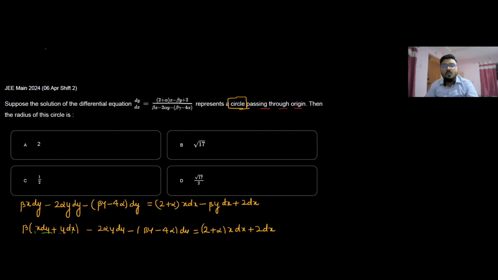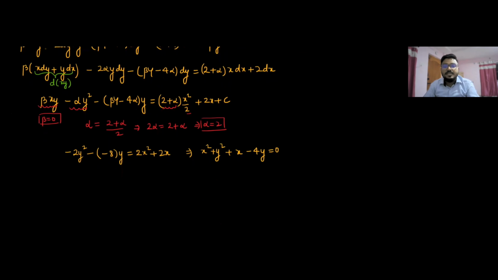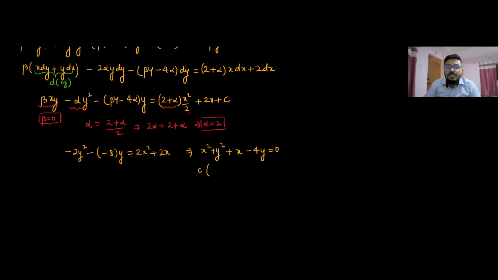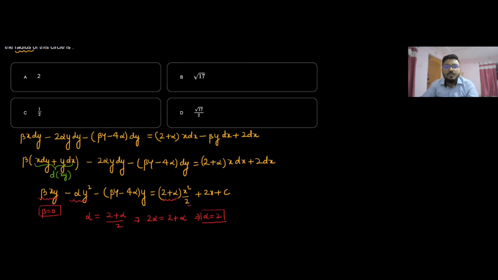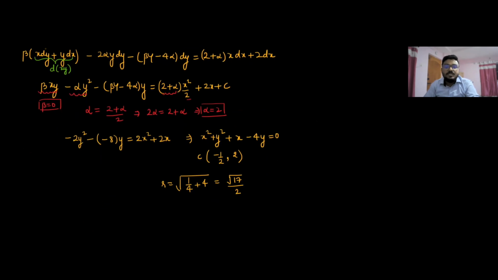Okay. Now next they are asking is the radius of the circle. Fine. So first let's write the center of the circle. The center is: divide the coefficient of x by minus 2, so this is minus 1 by 2. Divide the coefficient of y by minus 2, that is 2. So the radius is under root of 1 by 4 plus 4. That gives root 17 divided by root 4, which is 2. This is your radius, root 17 by 2. That is option D. Okay. So this was the answer.